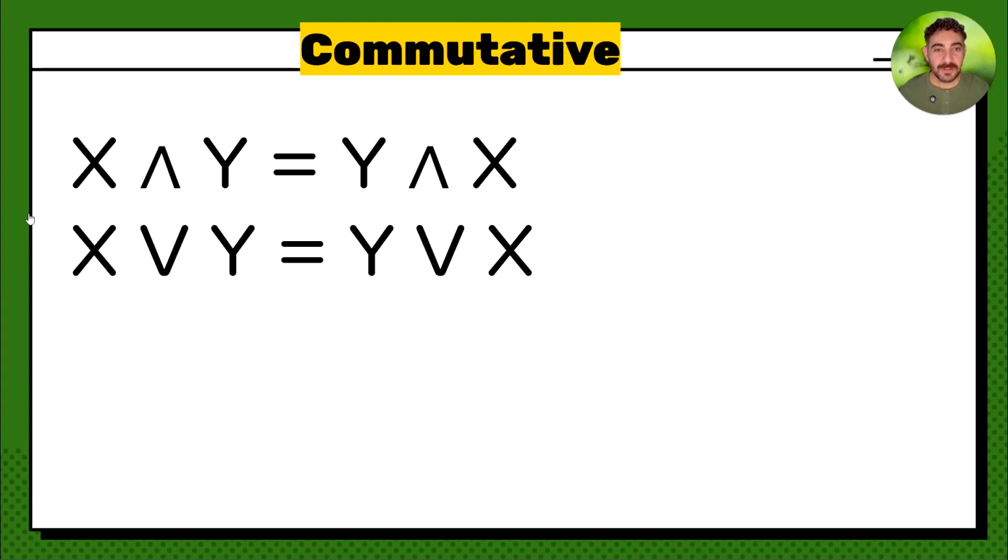So we've looked at the general rules. Here are some more that also help us to simplify our equations. The first one is the commutative rule. The commutative rule is straightforward. The order of variables does not change the result for AND and OR. In other words, it doesn't matter which way the expression is laid out.